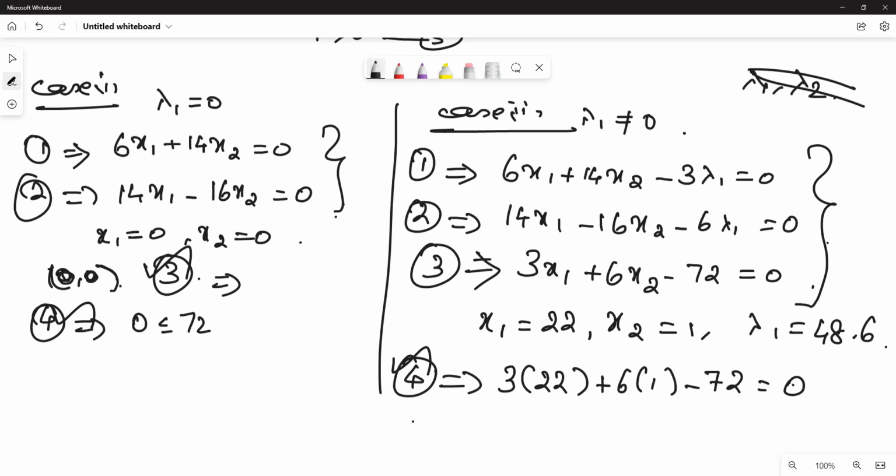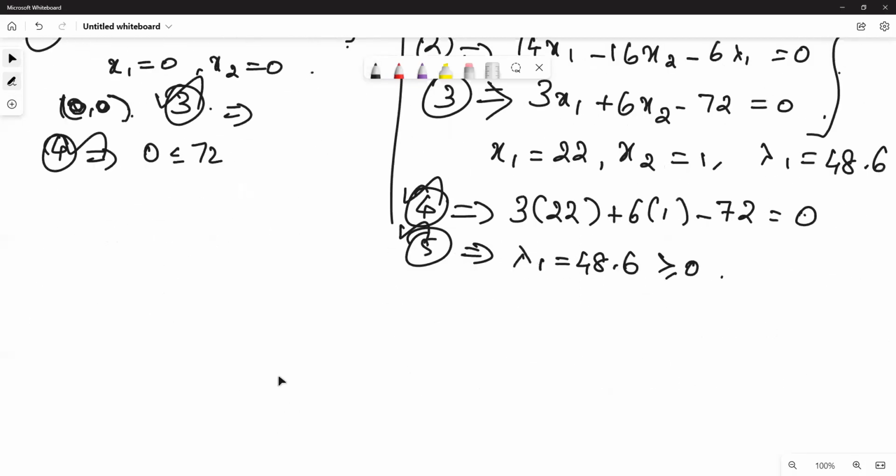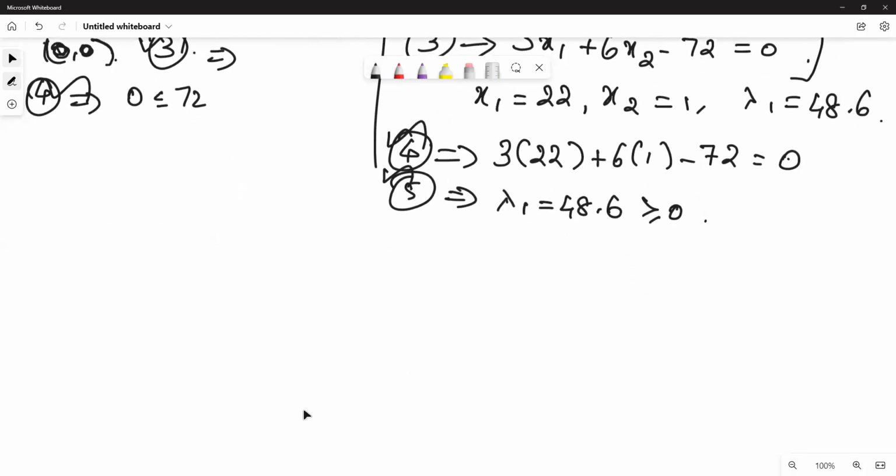So condition satisfied. Equation number 5, lambda 1 should be greater than or equal to 0. What is lambda 1? 48.6. It is greater than 0. So this condition is also satisfied. Yes, so this is a non-zero solution. So we consider this as the solution of the given nonlinear equation. Even though you get 0, 0 as the solution, which satisfies all the conditions, that is a trivial solution. We will not take it.